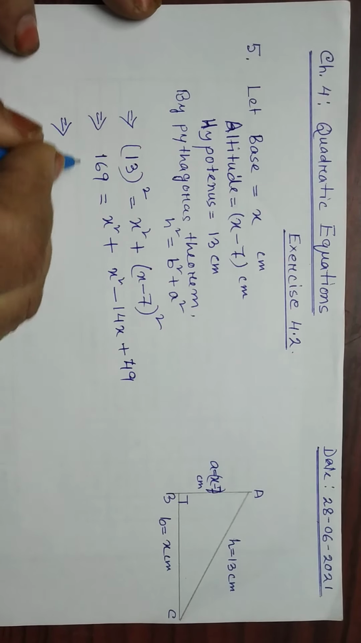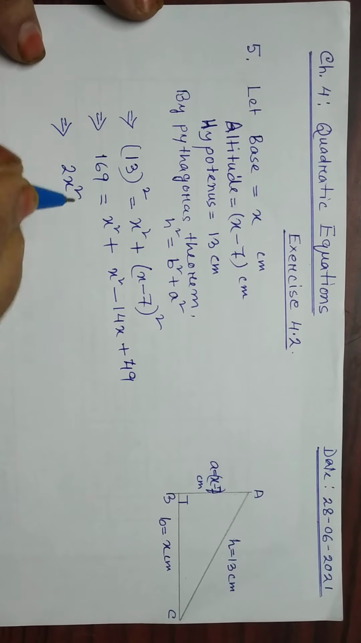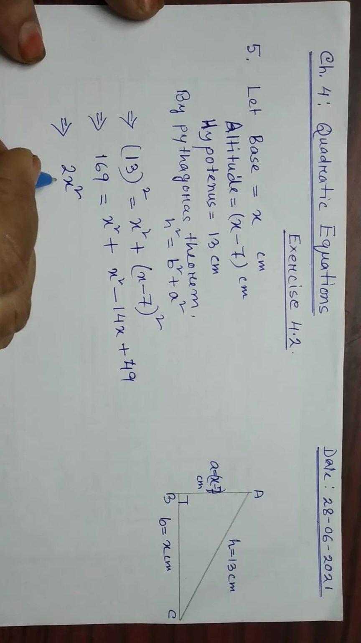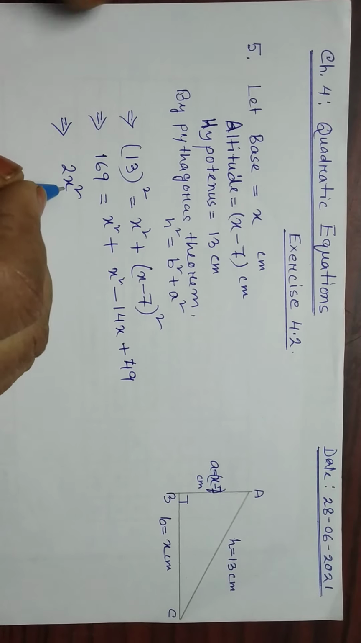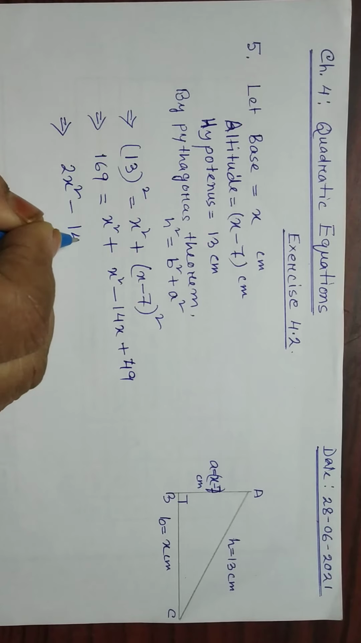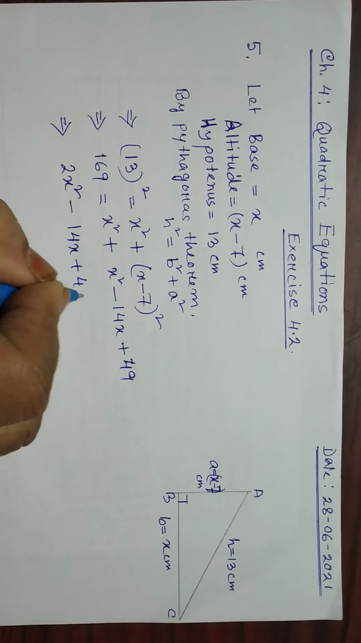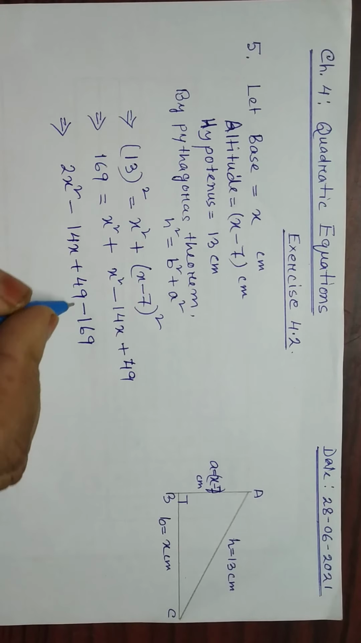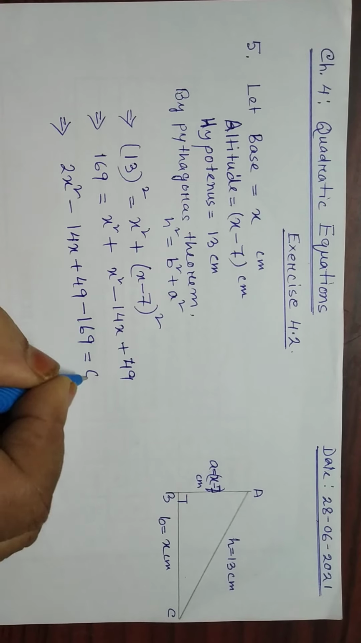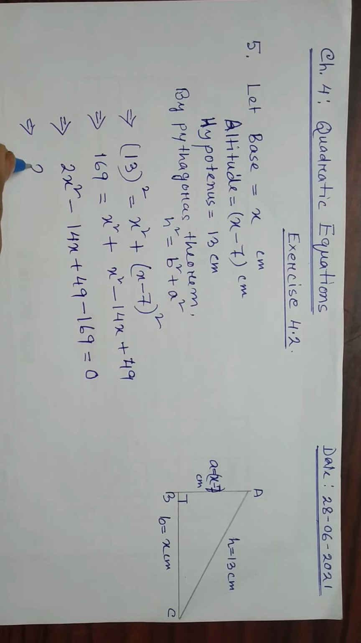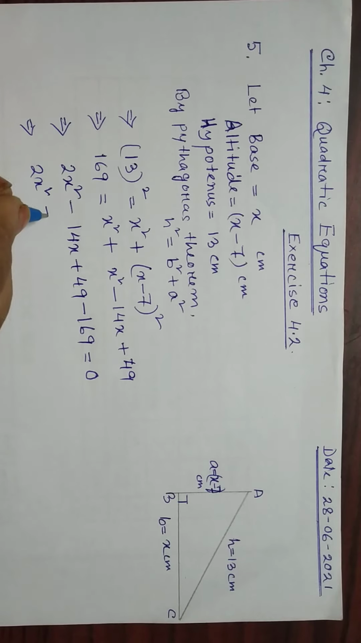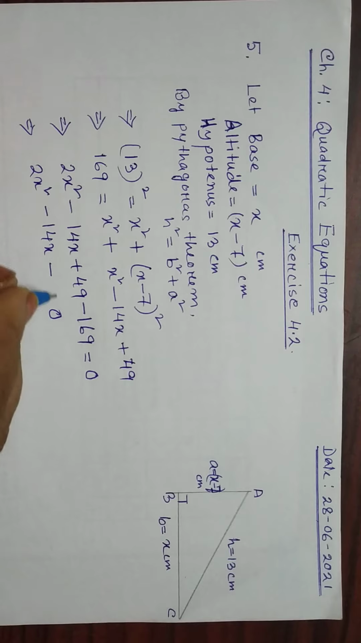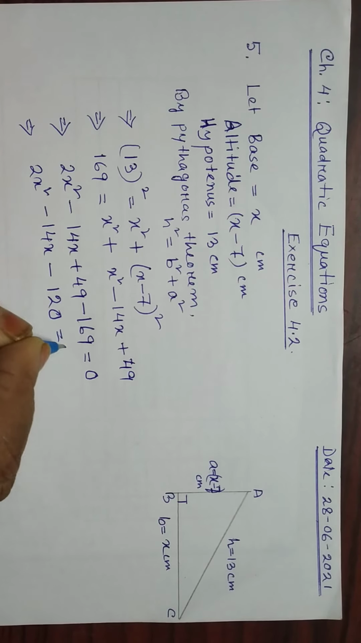Now x square plus x square, we take twice x square. This should be on the left hand side, but I have written it on the right hand side. Twice x square minus 14x plus 49 minus 169, because we bring this to this side, that's why minus 169, is equal to 0. Now this one: twice x square minus 14x minus 120 equal to 0.